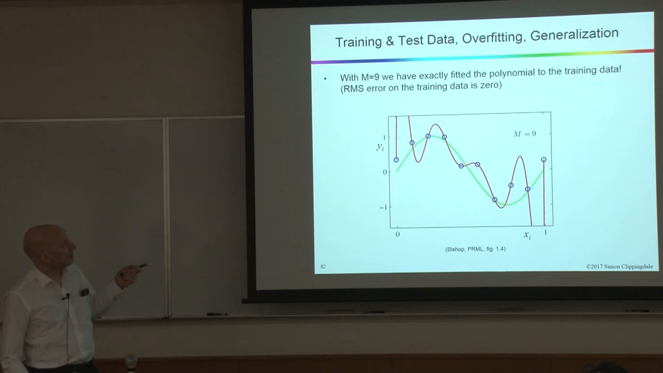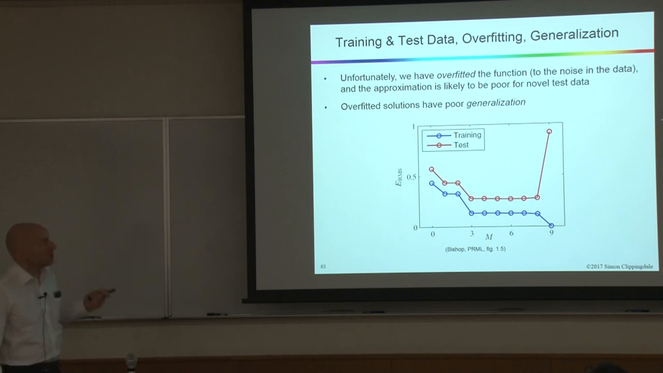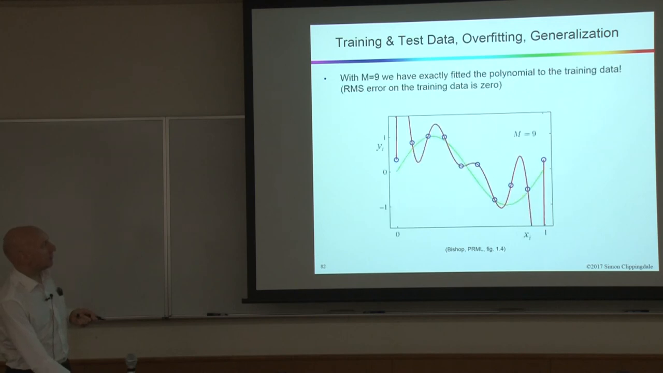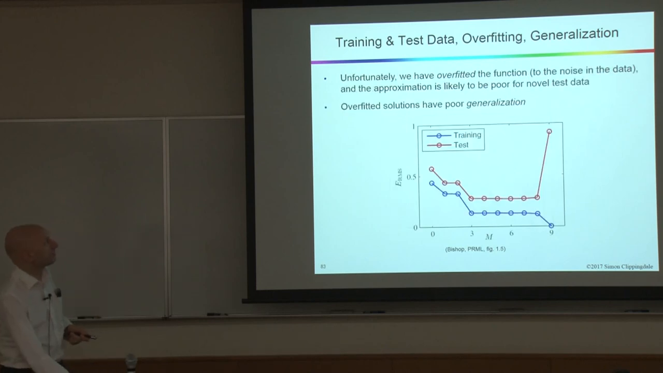So we've exactly fitted the polynomial to the training data, and the error on the training data is exactly zero, but there's not much to be happy about because we have overfitted the function, and we've overfitted it to the noise in the data rather than learning the underlying distribution of the data. So the approximation is likely to be very poor for any new data. If we go back here and we get some more samples like these blue circles, this line, this red polynomial, is not likely to be very near to any of them.